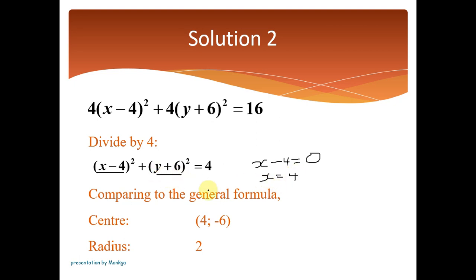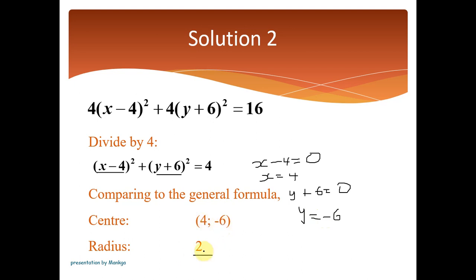For the y coordinate, you take the y side and you say y plus 6 is equals to 0. Therefore, you simplify. Y should give you what? A negative 6. I think you understand where we get those coordinates. Positive 4 and negative 6.